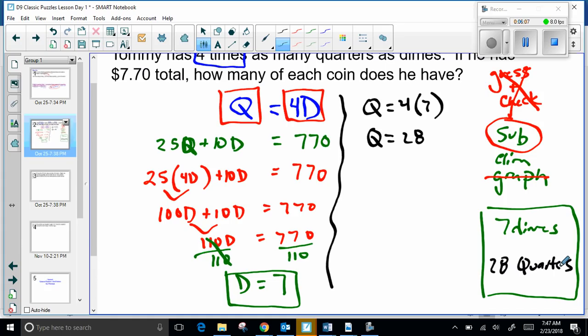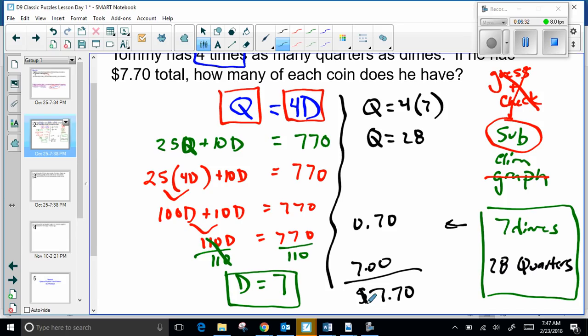One last thing though, I want to double check that that's actually true. 7 dimes, that's 70 cents, right? 28 quarters, let's see, there's 4 quarters in $1. There's 7 of these. 7 times 4 makes 28. So it's actually $7 total. Well, 70 cents plus $7, that's $7.70. Ta-da, we got it right.